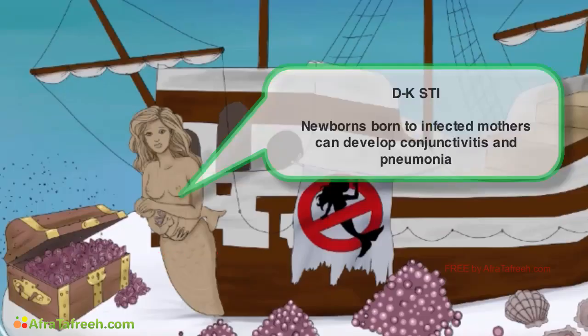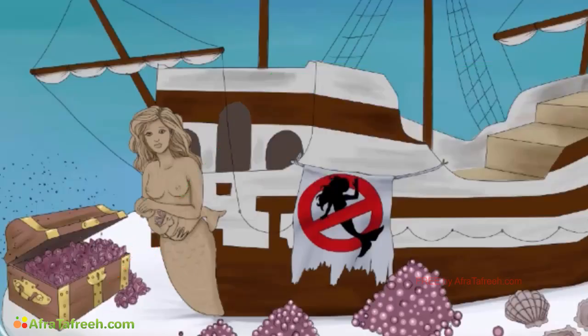This is demonstrated with the mermaid covering the baby's eyes for conjunctivitis, and also we'll give the baby a clamshell bra, and these clamshells are where the lungs would be, and we'll have some algae growing on the lungs to represent pneumonia. And if you recall from the Neisseria videos, this presentation can be seen in babies who are born to mothers with gonorrhea as well, but you'll still have to know a little trick to differentiate the two.